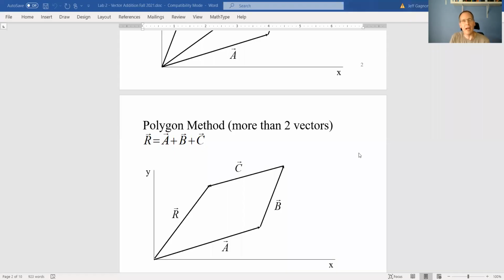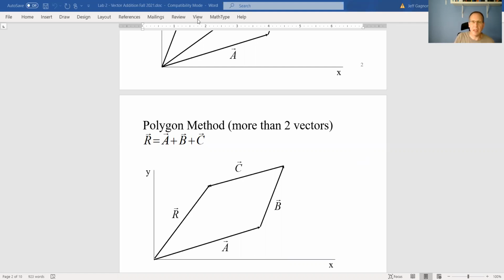Okay, now what if we want to add more than two vectors together? Let's say we want to add three vectors together, A, B, and C. You really are doing the same process. You're just adding those vectors tip to tail. Because the resultant figure at the end is going to be a polygon, we typically call this the polygon method, but it's nothing more than continuing to add the vectors tip to tail.